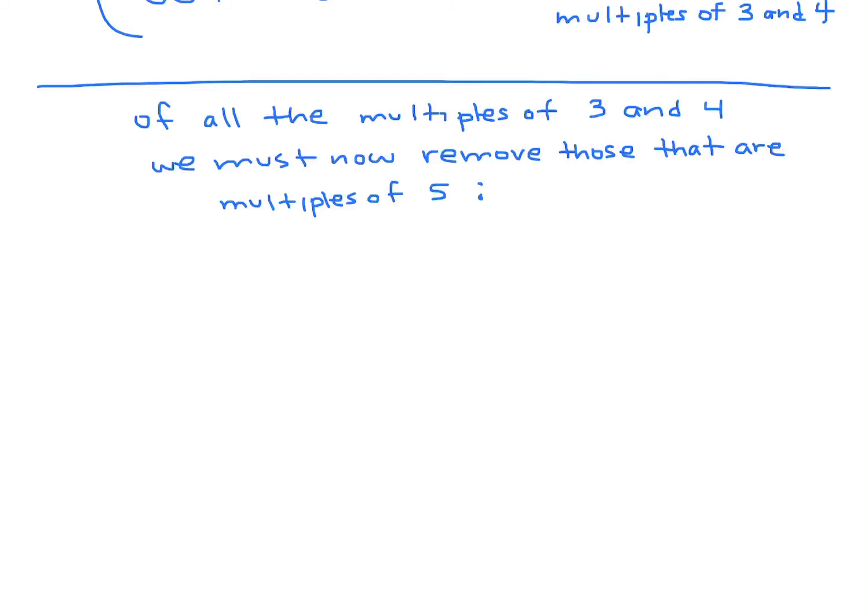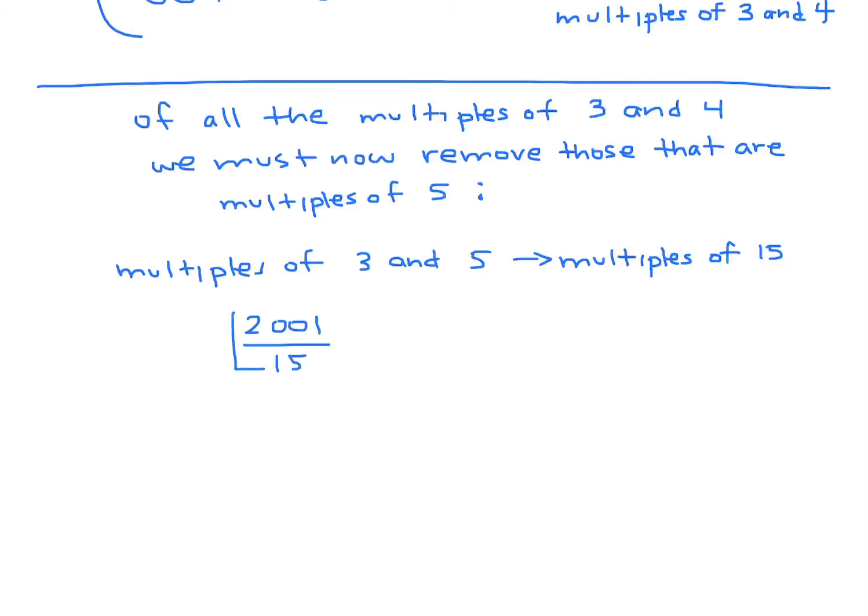So let's start with numbers that are multiples of 3 and 5. And those numbers, since they are multiples of 3 and 5, they are multiples of 15. So, very similarly, you take 2001 divided by 15 and take the integer value of that, and you get 133. That's how many numbers between 1 and 2001 are multiples of 15. So these are the bad guys.